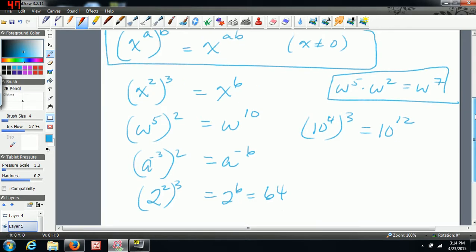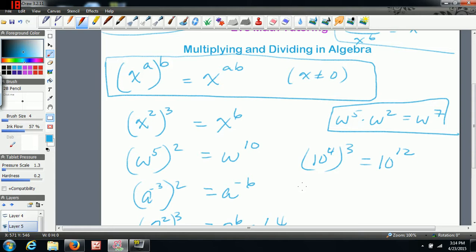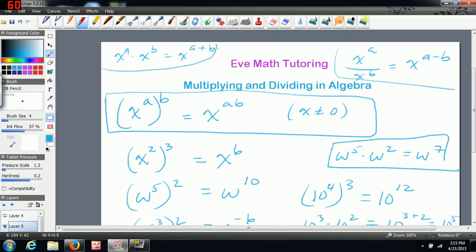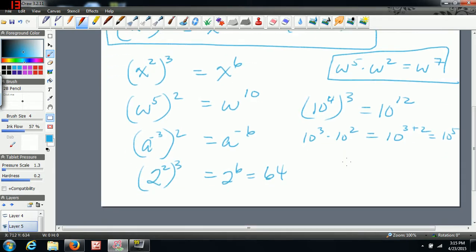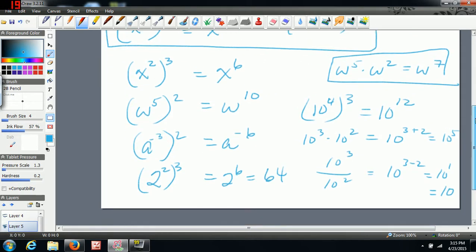And even in numbers, if I was using the other two rules, like if I had 10 to the 3 times 10 to the 2, again over here you add the exponents. So that would be 10 to the 5. So you're still using these rules even with numbers, okay? Or if we were dividing 10 to the 3 divided by 10 to the 2, that would give us 10 to the 3 minus 2, which would be 10 to the 1, which would just be 10, okay? And that's using this rule here. So it applies for numbers also.